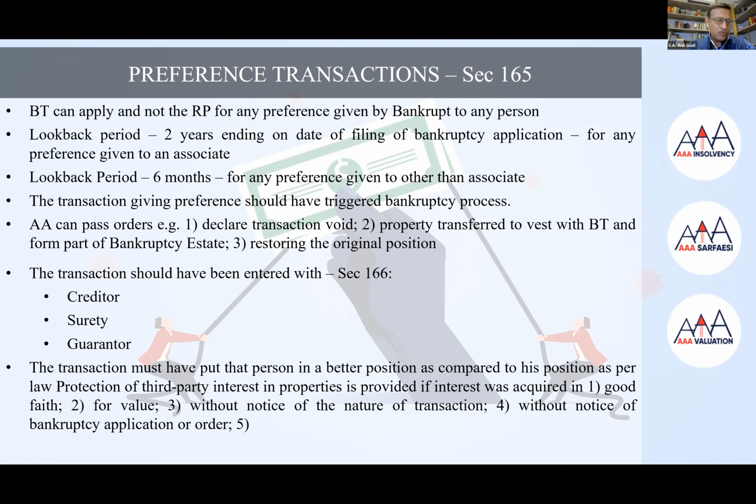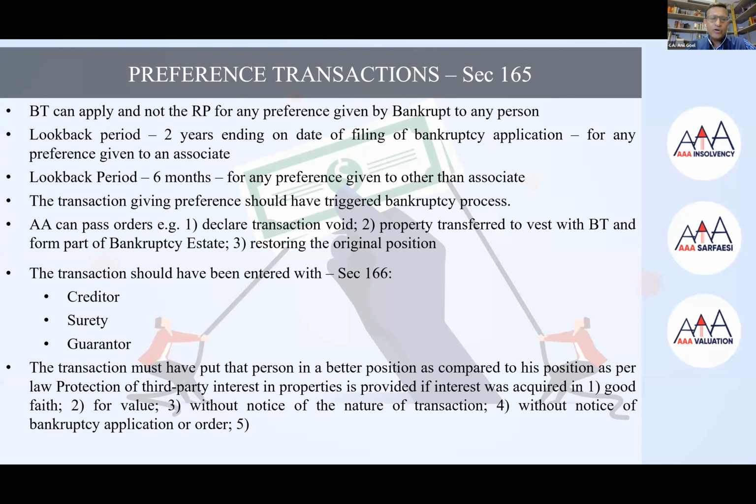So in the case of an undervalued transaction, there is only one look back period, that is 2 years. The asset may be transferred to anyone and the look back period is 2 years, whereas for preference transactions, the look back period has two clauses: 2 years for an associate and 6 months for other than an associate.